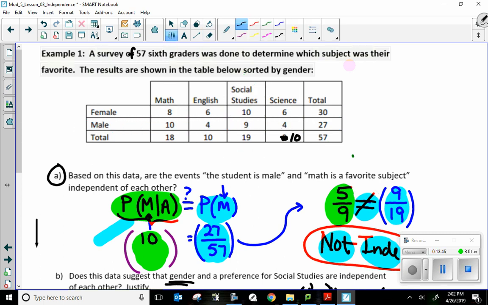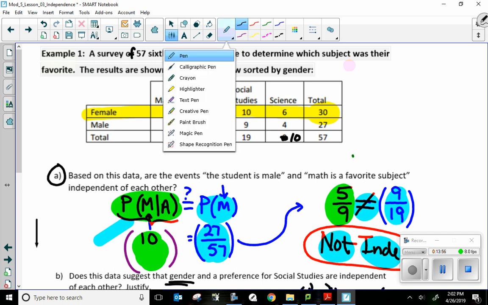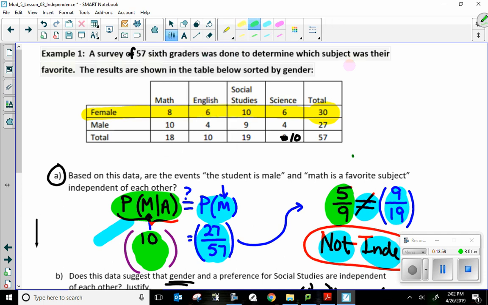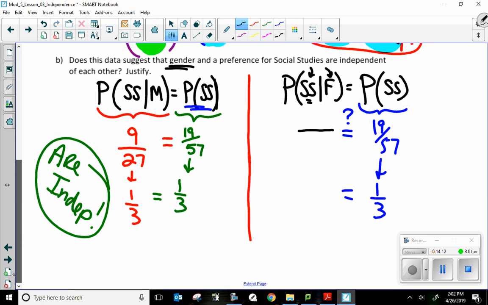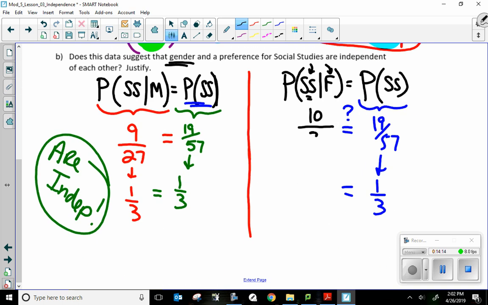We are given just females. This is what we're given. So we are given a total of 30. All right. So how many of these girls pick social studies? So where do they intersect? Right here. 10 out of my 30. 10 girls out of my 30 girls picked social studies. 10 out of 30. And guess what? That absolutely reduces to 1/3.